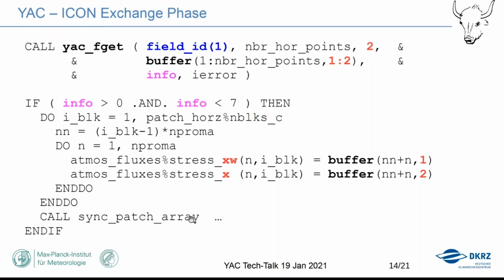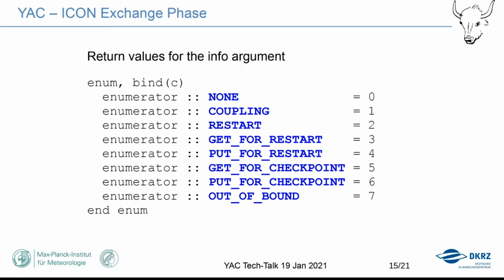And also to be noted that YAC doesn't work on the halo region, so it only works on the active part. And so after filling the data again, in ICON, you have to call this in patch array to fill the halo cells. Yes, brief look at this info argument.